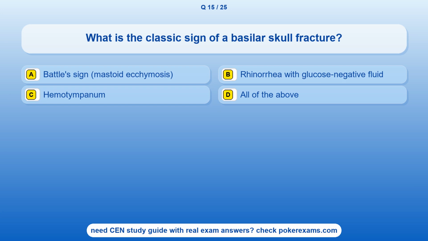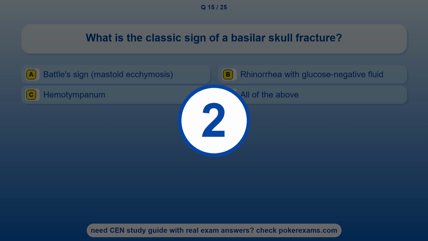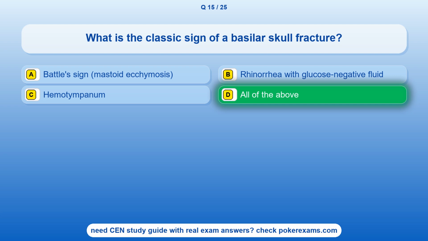Question 15. What is the classic sign of a basilar skull fracture? Option A, Battle's sign, mastoid ecchymosis. Option B, rhinorrhea with glucose-negative fluid. Option C, hemotympanum. Option D, all of the above. The correct answer is option D, all of the above.